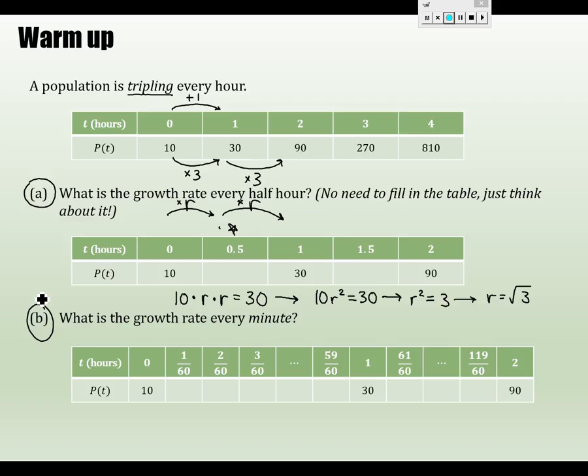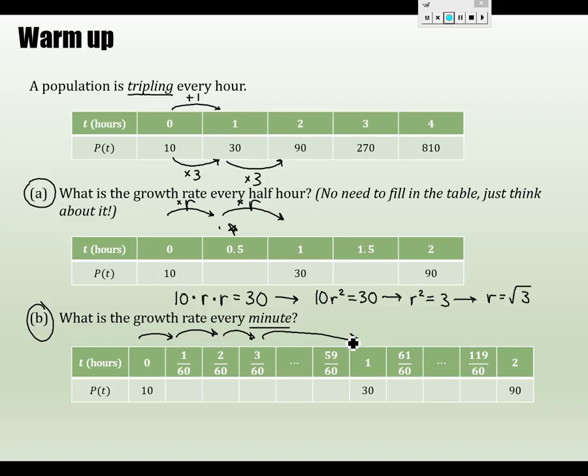What about every minute? What do we have to multiply by if we want to grow the population by the appropriate amount for only 1 minute's worth of growth? Well, again, we could apply the same logic. We're going to multiply by r how many times? Well, in the course of an hour, we need to multiply by this unknown multiplier 60 times.